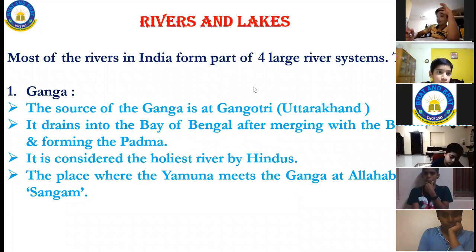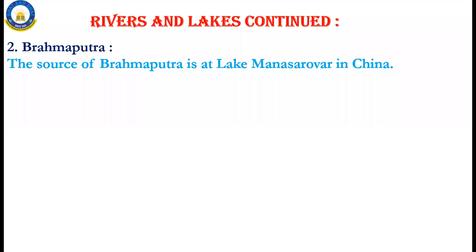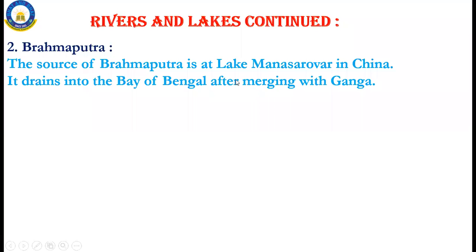So the next part: we have learned about the Ganga, and now we'll be learning about the Brahmaputra. Brahmaputra is the second main type, and its source is the lake Manasa Sarovar, which is in China. It flows to the Bay of Bengal, and later it will merge with Ganga. Brahmaputra will also merge with the river Ganga. So this is about your second part.